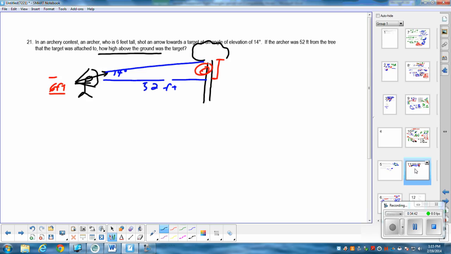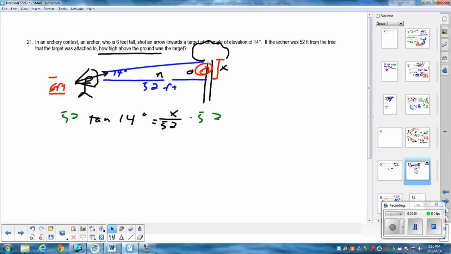So in this triangle, we know the adjacent, we want the opposite, we're going to use tangent. Tangent of 14 degrees equals the opposite, which is x over 52 feet. To solve this, multiply both sides by 52. On the right side, you're left with x. On the left side, your calculator tells you you have 12.965 feet.